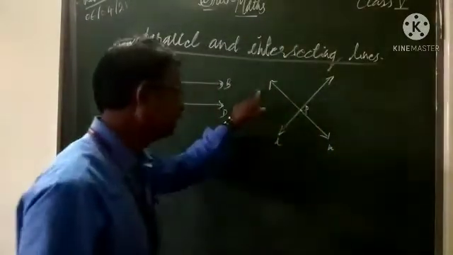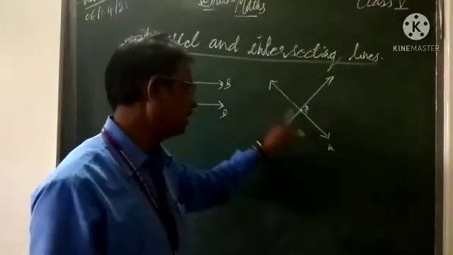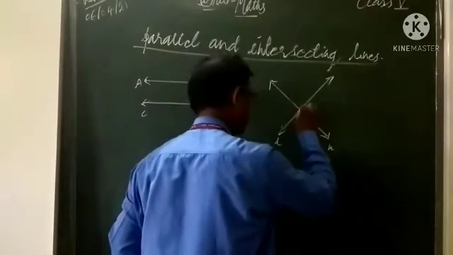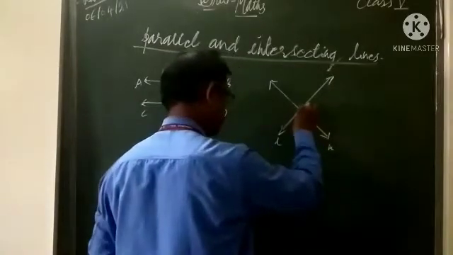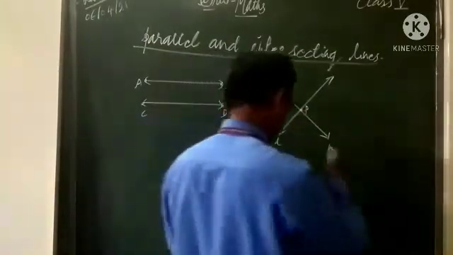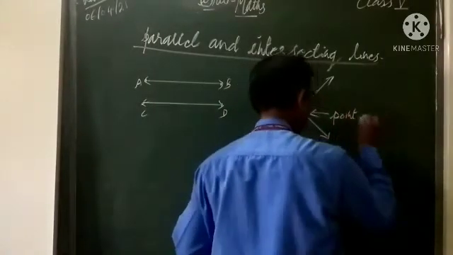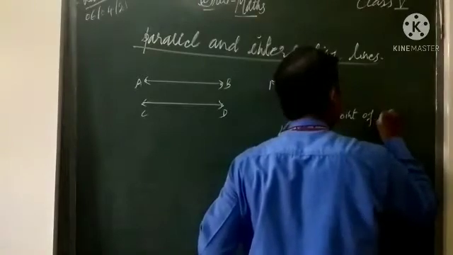Now here this line L and line M, both are intersecting, both are cutting each other. So at one point we are getting this point. This point is called point of intersection also.